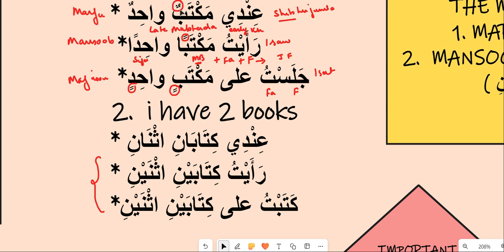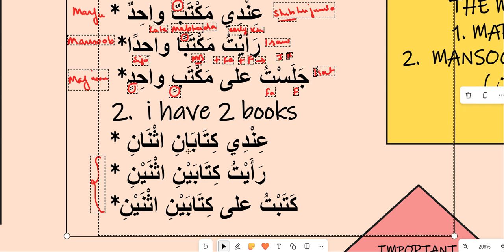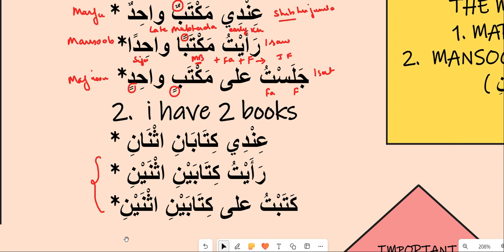Here you saw the dhamma tanween and you knew that it is in the marfu case. Here you saw the fatha tanween and you knew that it is mansub, and the kasra told you that it's a majroor case. So what has happened here? In this case, عندي kitab, kitabani. As soon as the musanna comes, what is happening?